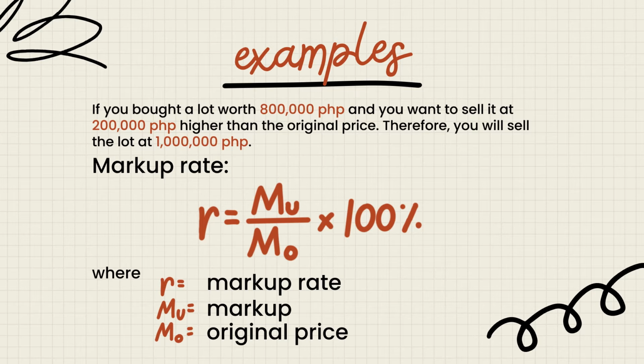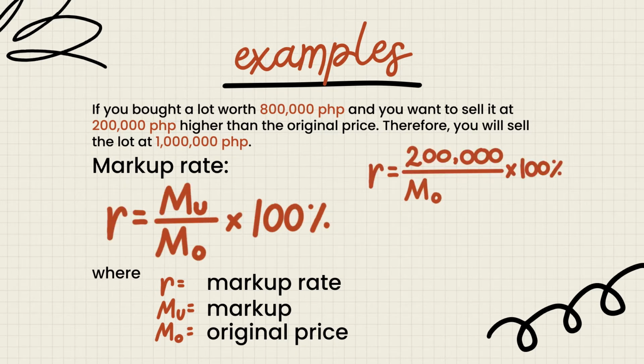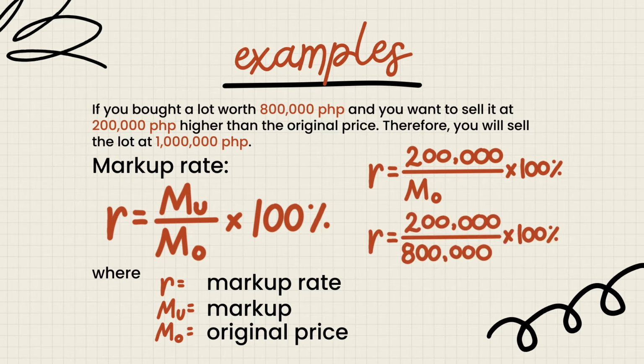Now let's try to solve the problem. Let's find the value of M sub U and M sub O. The value of M sub U will be equal to, okay, 200,000. Bakit naging 200,000 yung markup? Kasi ito yung dinagdag natin dun sa presyo. And then your M sub O is your original price. Magkano yung presyo talaga nung umpisa pa lang? That would be 800,000.